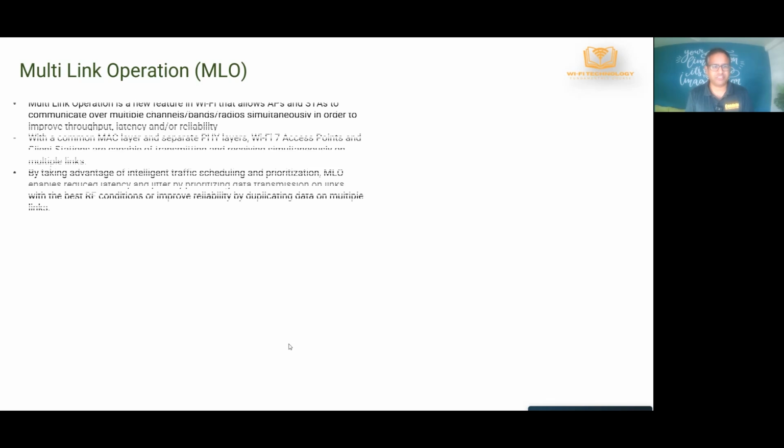So now let us talk about the MAC layer. There are many major MAC layer improvements. One of the most exciting ones, and the one that is already being implemented, is what we refer to as multi-link operation. So what is multi-link operation?